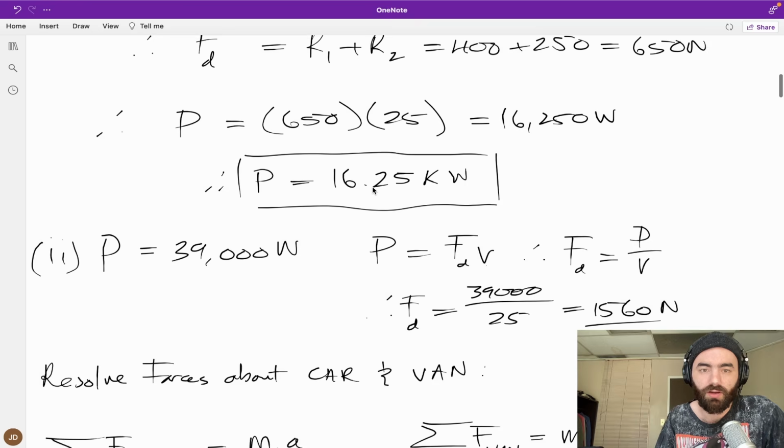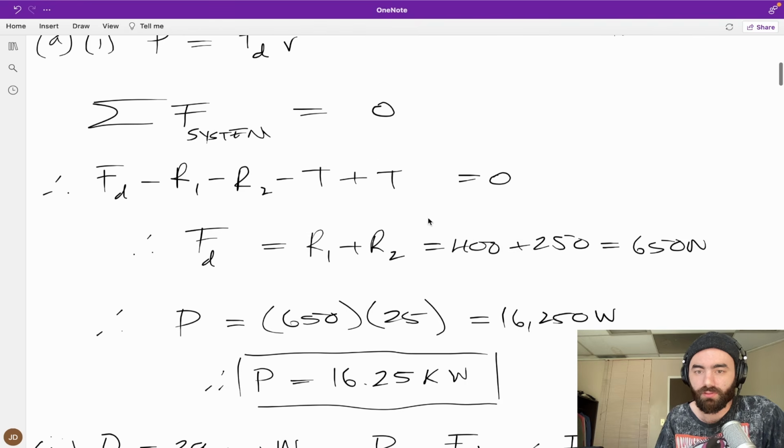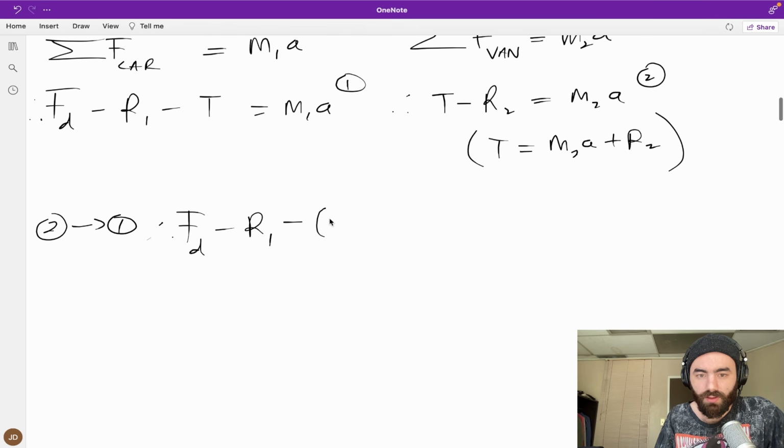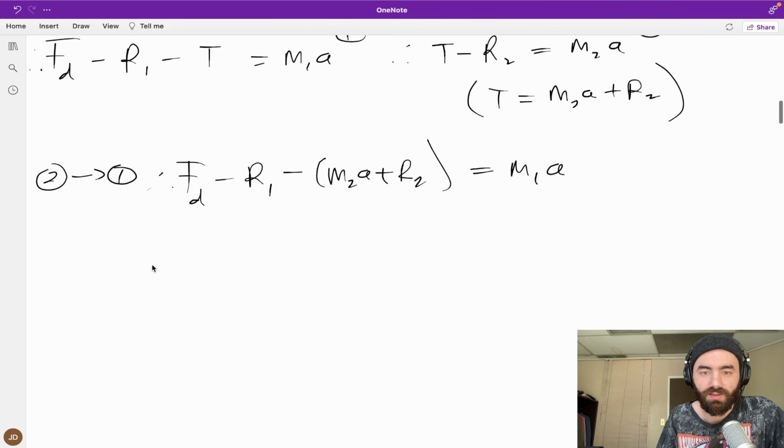So we substitute equation 2 into equation 1. Just to note, you could have just done it from the entire system, and this would now be MT. I'm just going to start from scratch here. So we get FD minus R1 minus M2A plus R2 equals M1A. We rearrange for A to get that instantaneous acceleration when this power is changed.